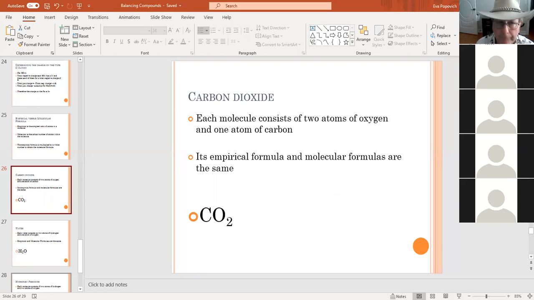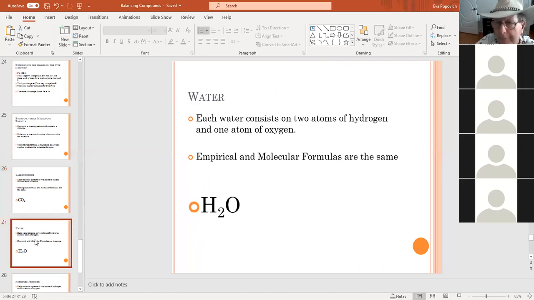Carbon dioxide. Each molecule consists of 2 atoms of oxygen and 1 atom of carbon. That is the smallest ratio. It also happens to be the actual number of atoms in a carbon dioxide molecule. So the empirical formula and the molecular formula are the same. I can do the same thing for water. Water consists of 2 atoms of hydrogen and 1 atom of oxygen. The empirical and molecular formulas are the same.